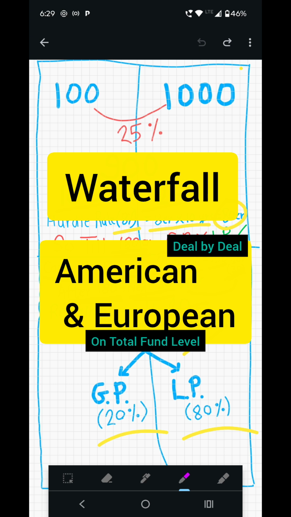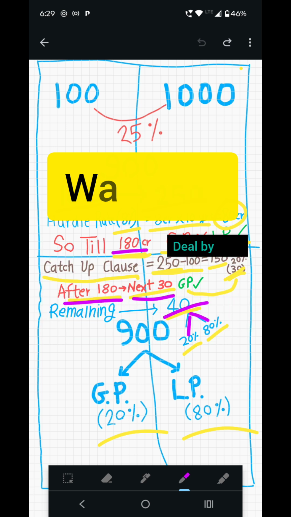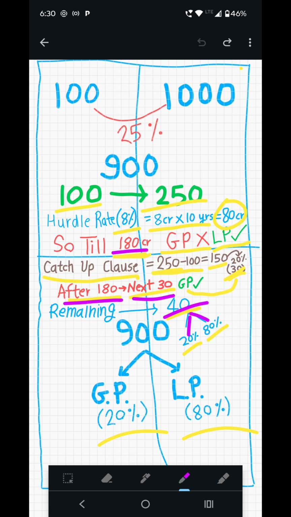American waterfall is deal by deal basis. So some deals might not do well, some deals might do well, so GP can take an advantage in that. And European waterfall actually favors limited partners. I will discuss this maybe in one separate video, but this is what it's generally used. That is, these terms are used like this in venture capital.